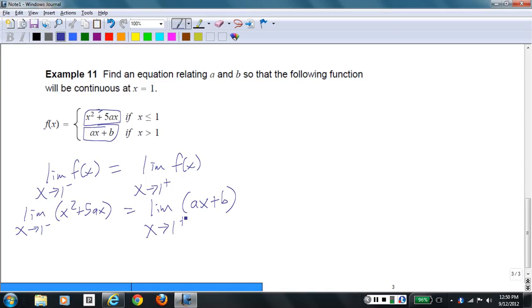Now, since these are polynomial expressions, we can evaluate each limit by direct substitution. We can substitute 1 for x, and in each case it will give us an expression in the yet to be determined constants, a and b. So it's going to be 1 squared plus 5a times 1 for that limit, and a times 1 plus b for that limit.